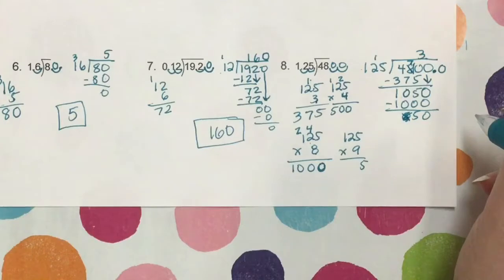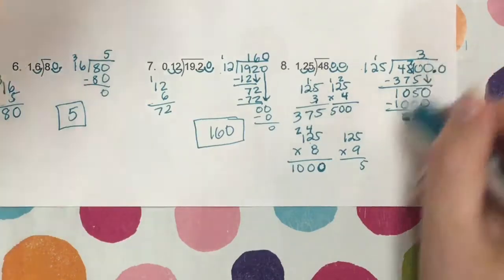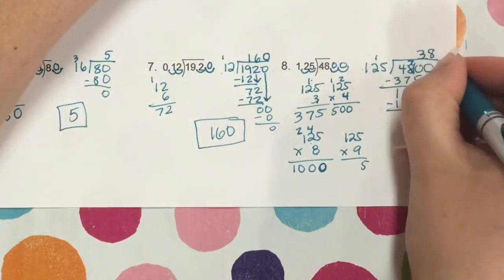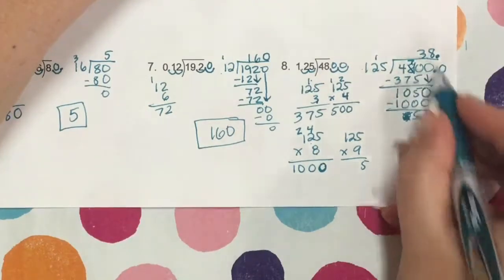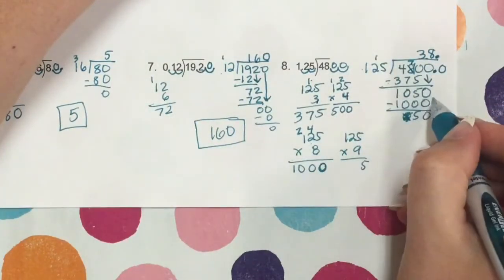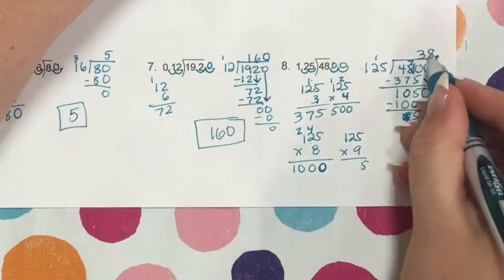Hold on a second. Oh, I didn't write the 8, so this goes in 8 times. There we go. Okay, yeah. 125 goes into 1,050 8 times. I forgot to write the 8. Okay, so that's how it is.